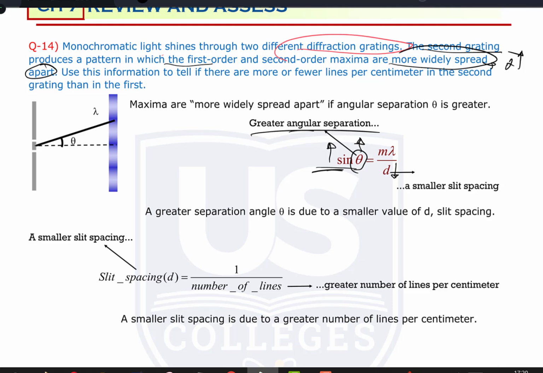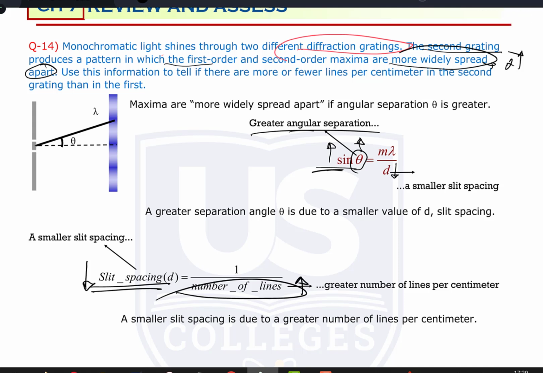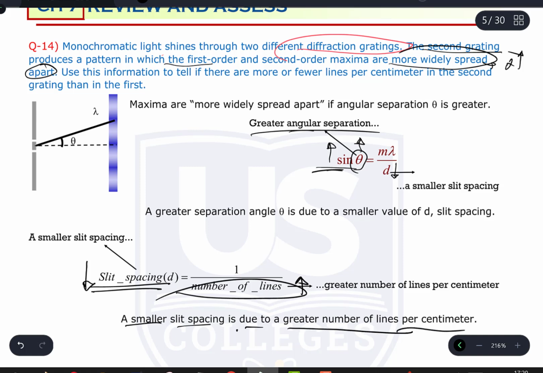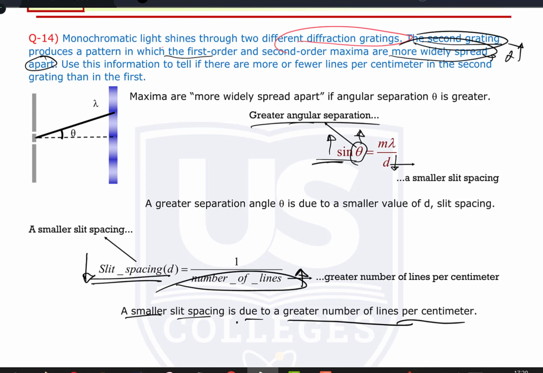Because slit spacing is determined by the number of slits. Remember, the equation was that slit spacing is one over the number of lines. If slit spacing is going to be smaller, the number of lines must be greater because they are inversely proportional. So a smaller slit spacing is due to a greater number of lines per centimeter. Then we can say that the second grating will have a greater number of lines per centimeter.